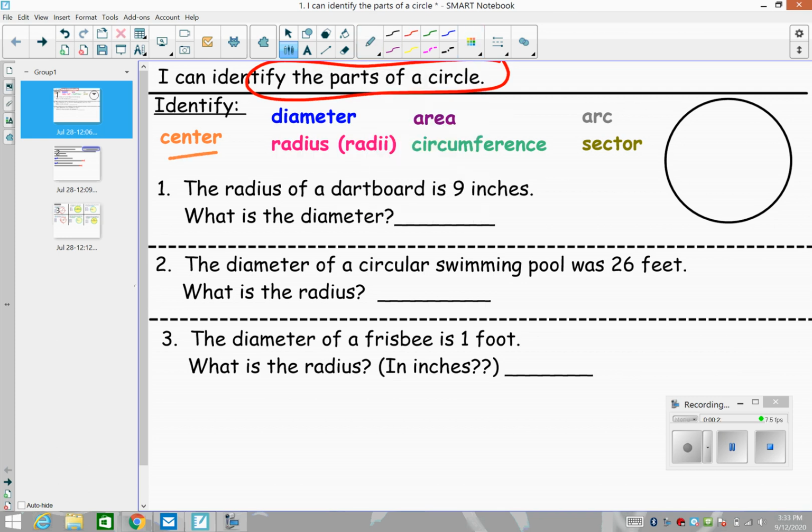The center of the circle is pretty obvious: it's the middle of the circle, the inside of the circle, and the center point. The diameter of the circle is known as the line that goes from side to side passing through the center. That is known as the diameter of the circle.